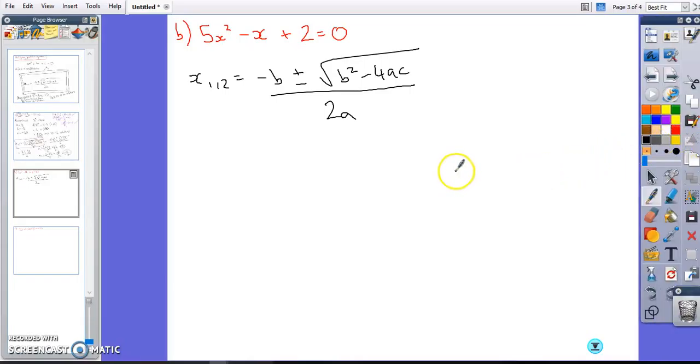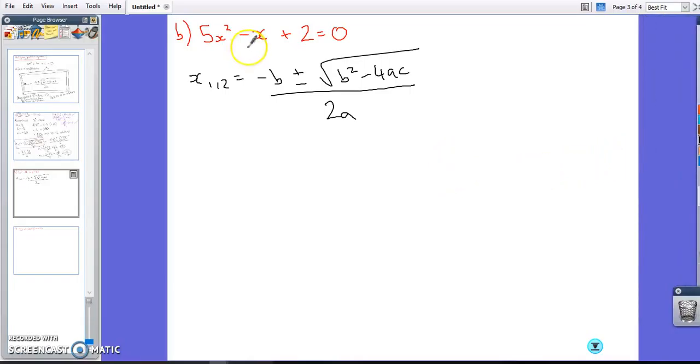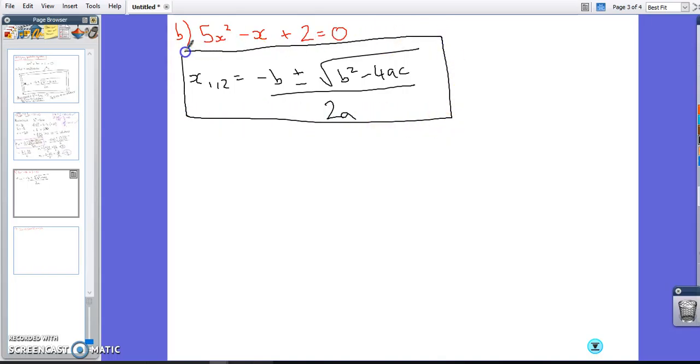Okay, so let's have a look at one or two examples together. So I've got our important formula up here that we're going to need. And for this equation, A is going to be 5, B is going to be -1, and C is going to be 2. So let's check out our discriminant first, to see if it's even worthwhile putting the things into the formula.